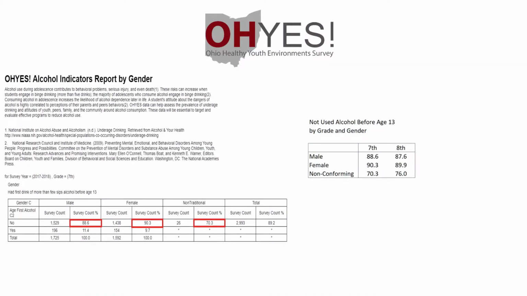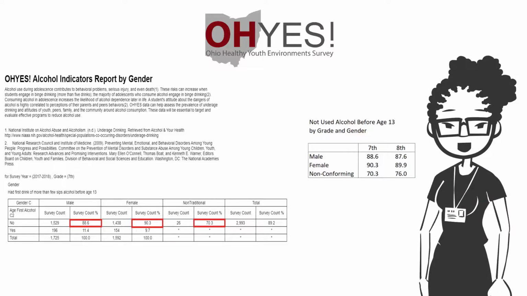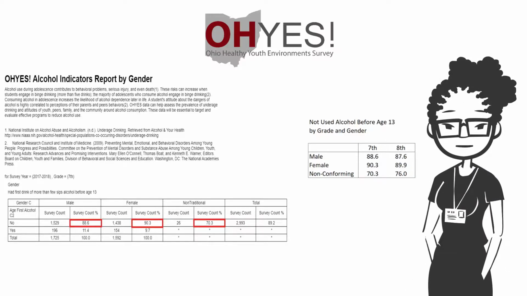As can be seen after combining our results, about the same number and percentage of male and female students used alcohol across grades, with 87% or more not reporting alcohol use. On the other hand, non-traditional gendered students are less likely to have abstained from alcohol use, and this is especially the case for non-traditional gendered students in the 7th grade.